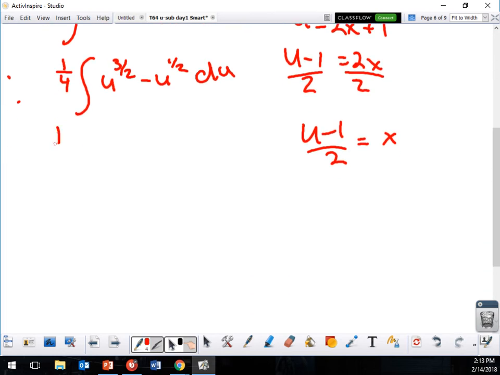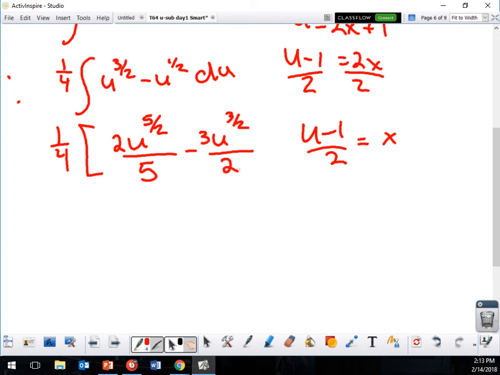So 1/4. That's going to give me u to the 5/2 and 2 over 5, multiplied by the reciprocal. Minus, I'm adding 1, I'm adding 2 over 2. My bad. Minus 2u to the 3/2 over 3.